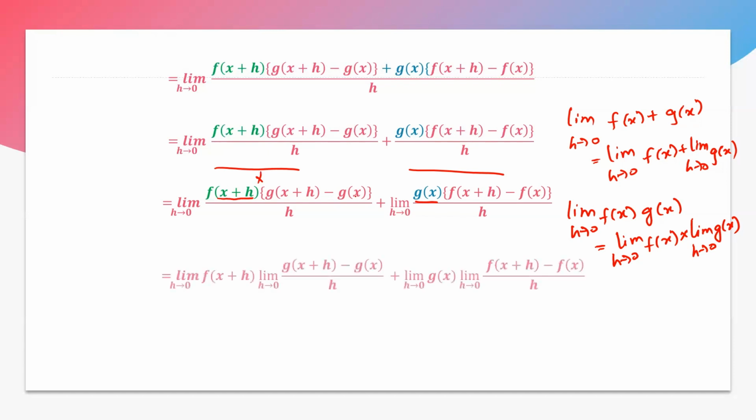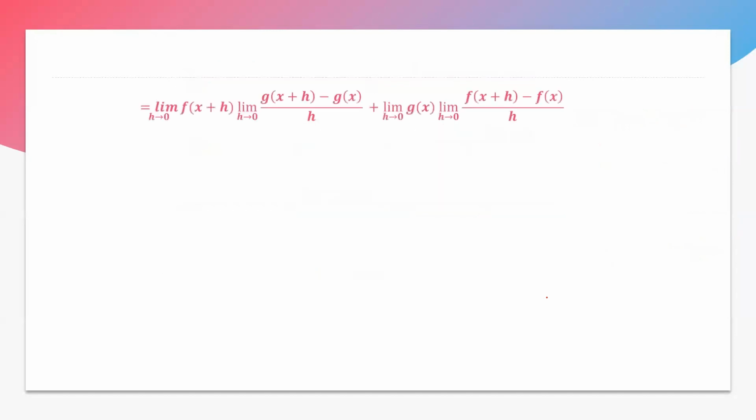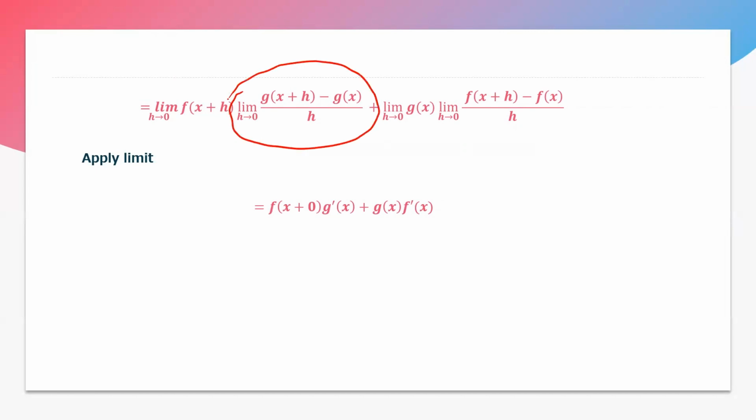So the next step is limit h tends to 0 f of x plus h into limit h tends to 0 g of x plus h minus g of x by h plus limit h tends to 0 g of x into limit h tends to 0 f of x plus h minus f of x by h. Now we are going to apply the limit h tends to 0. So when limit h tends to 0, f of x plus h is equal to f of x plus 0, and this is the derivative of g of x. So instead of this, we can substitute g dash of x.